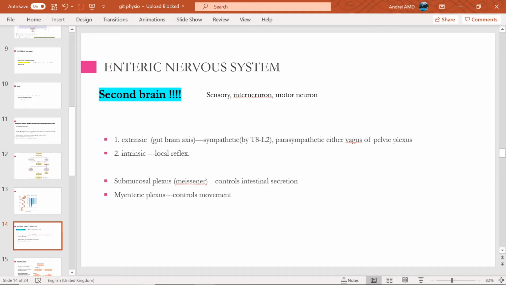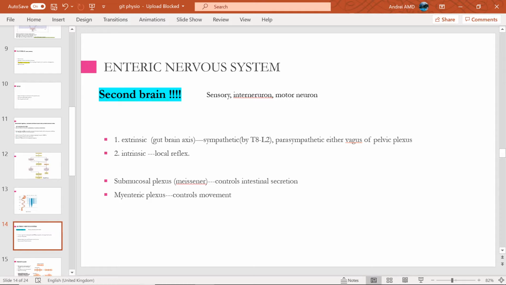And where does the sympathetic nerve come from? It is from T8 to L2. You know there are the sympathetic ganglia next to the vertebra, and which level? It's from T8 to L2. And it goes to the prevertebral ganglia and goes all the way to the submucosal and the mesenteric plexus and affects secretion and motility.